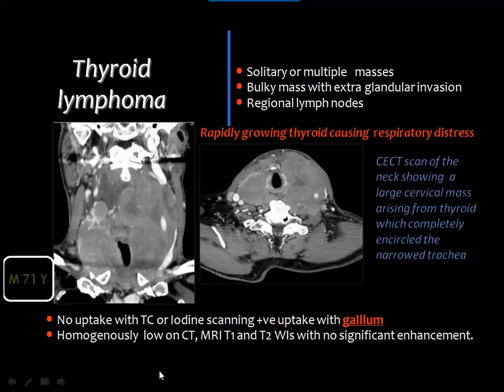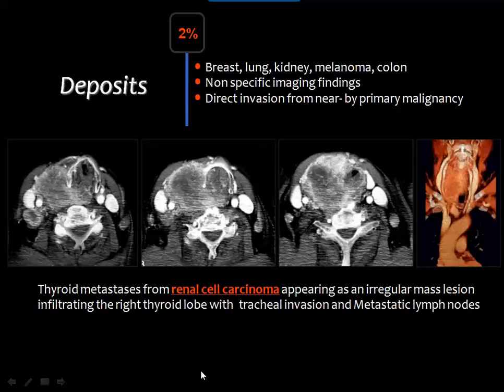In the previous days, and it may still be used up till now, there is the gallium scan. Gallium is specifically taken up by lymphoma tissue, and it may help to discriminate between lymphoma and carcinoma. But as you know, it is much easier to have a biopsy and a solid histopathologic diagnosis than to do the gallium scan or the PET scan, for example.